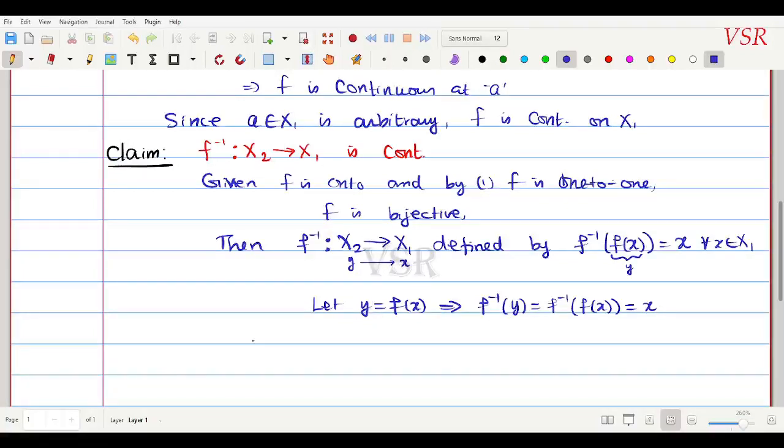Okay, so this implies that for every y belongs to x2, y is of the form f of x for some x belongs to capital X1. x ங்கிற element எதுல இருக்கும்? Capital X1. Therefore, ஒரே ஒரு x தான் இந்த condition satisfy பண்ணும் because f is 1 to 1. அப்போ f inverse of y which is defined to be x.